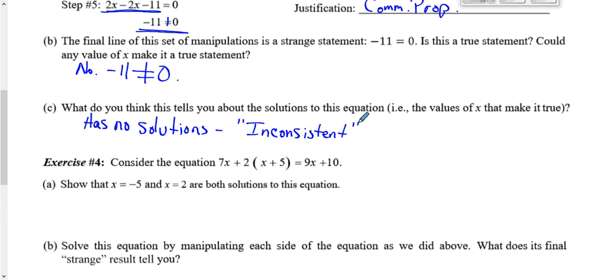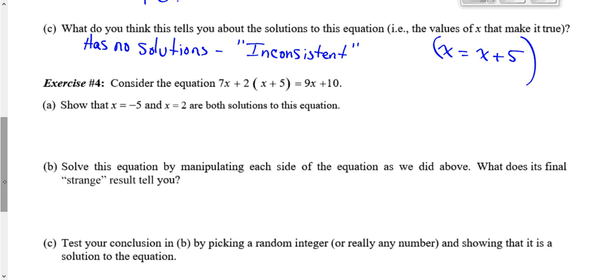A real simple equation that would have no solutions, just so you get a sense of it: what if I had x equals x plus 5? Would there be any value of x that would make it true? What number would make that true? Take that number and say it's equal to the very same number when adding 5 to it. Is there any number that would make that true? No, so that would be an inconsistent equation.